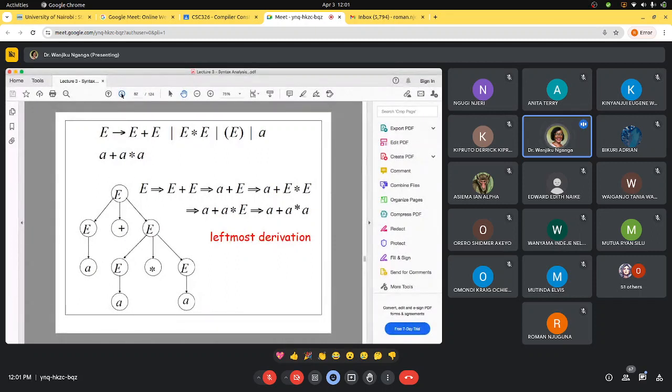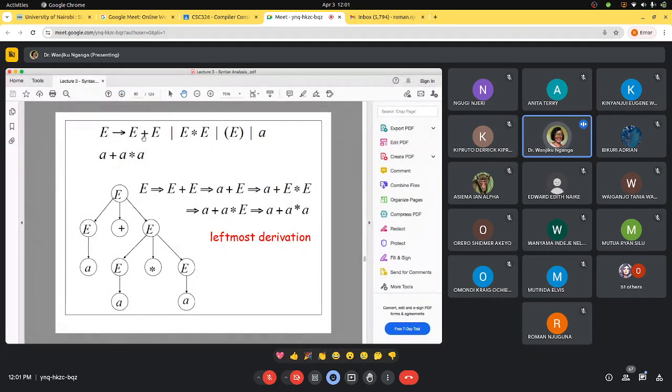Okay, so if we do a leftmost derivation, we have 2 options. The first one is when we've said E goes to E plus E. Then this leftmost E goes to A. Then the next leftmost, we write as E times E. Then the leftmost E goes to A, we have the times, and E goes to A. So it's given us this tree.